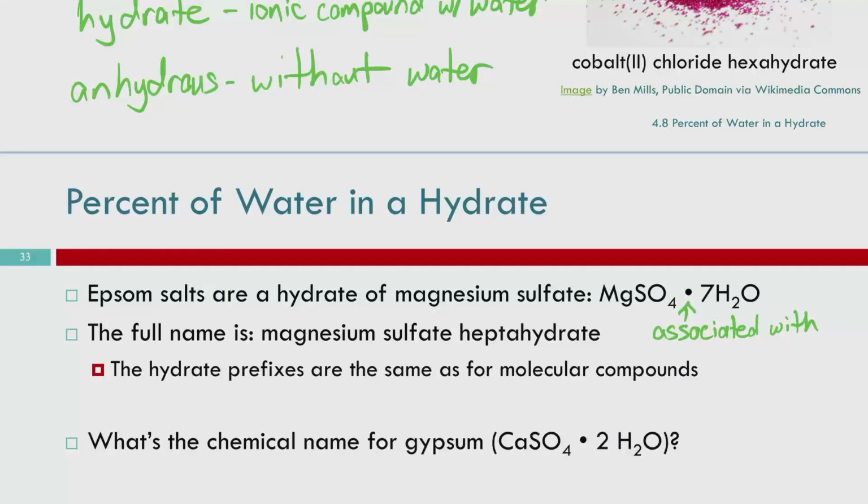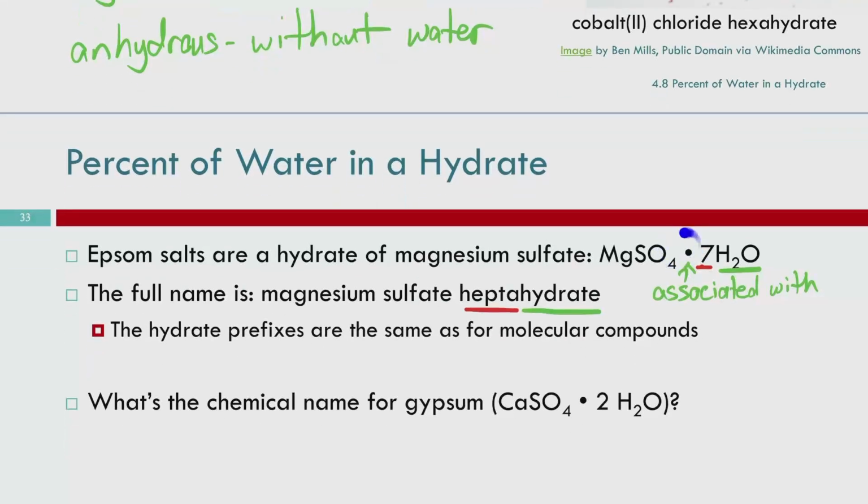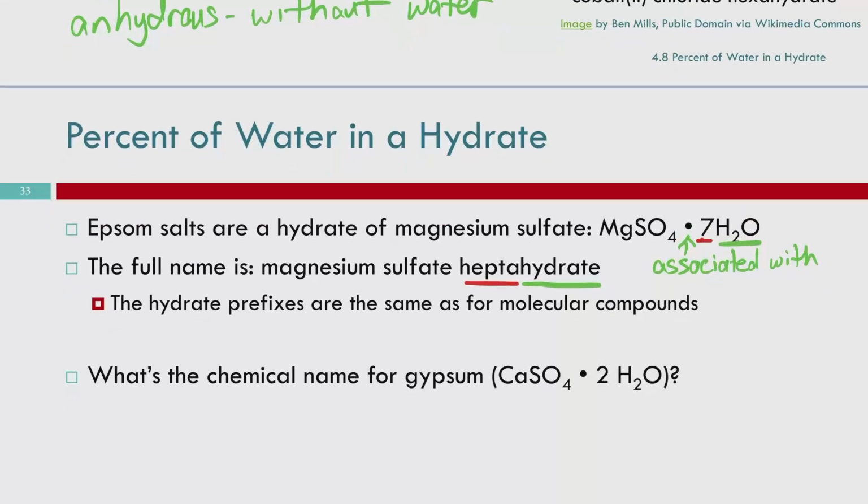The full name of this would be magnesium sulfate. That's the MgSO4 part. And then hepta is our prefix for 7, and the hydrate here is referring to our water. We don't do anything to represent the middle dot. We just tag on heptahydrate at the end.